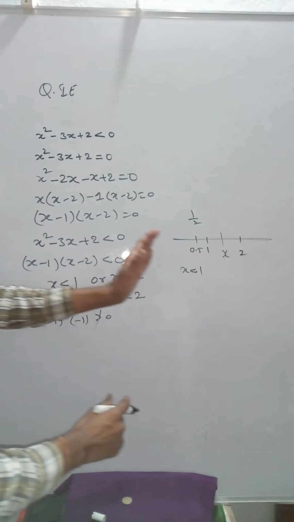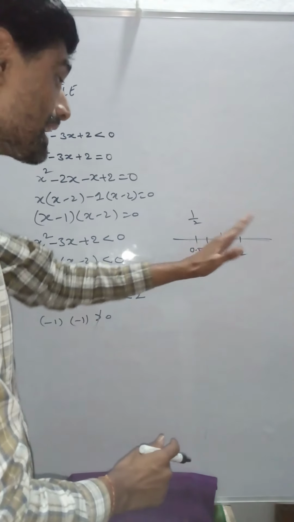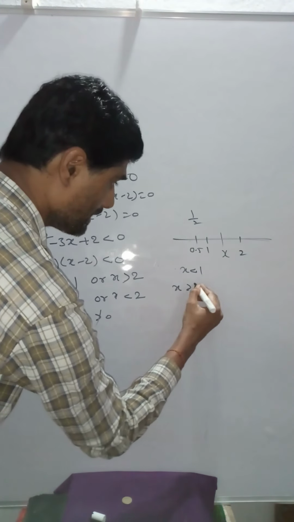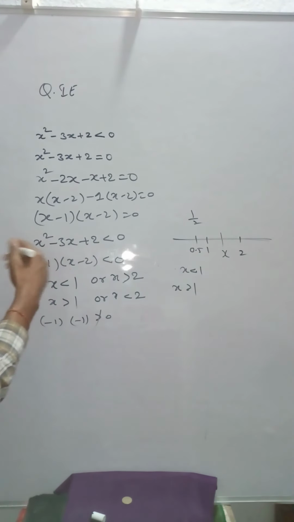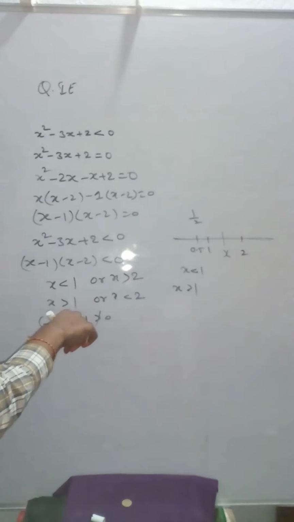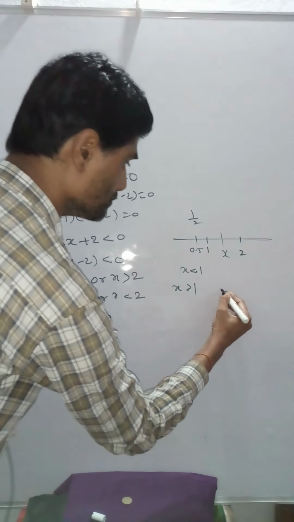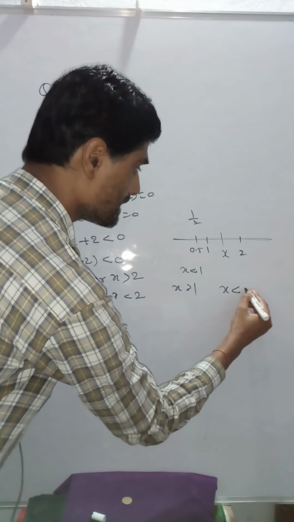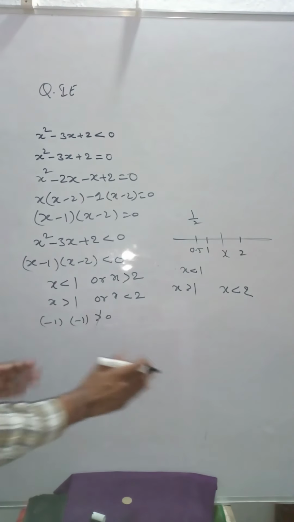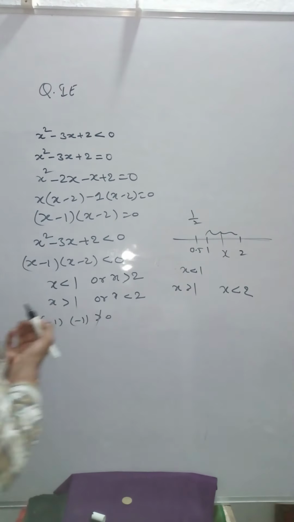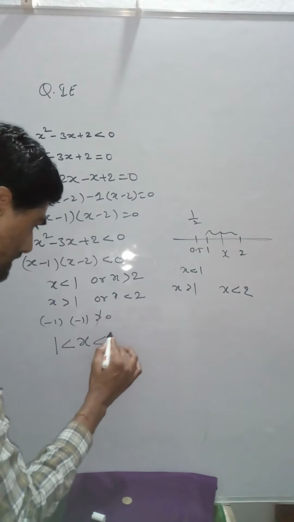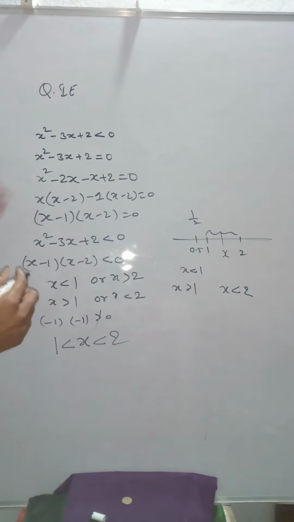That's the reason you need to take the value greater than 1. So x should be greater than 1. Then this value will be positive. Then we should take less than 2. So x should be less than 2. Then this value will be negative. So by this it is very clear that the values lie only between 1 and 2. Therefore 1 less than x less than 2. That is the solution set for this one.